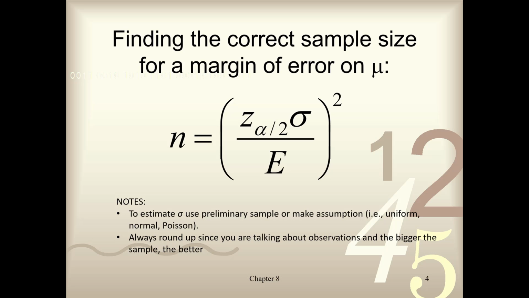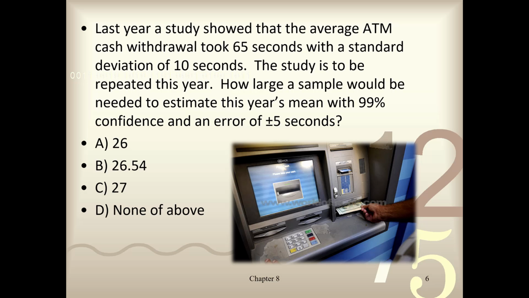Okay, so always round up since you're talking about number of observations, so you won't have 0.2 observation or half of an observation or person. So you might as well just round up because the bigger the sample, the better. Okay, so let's look at a typical problem.